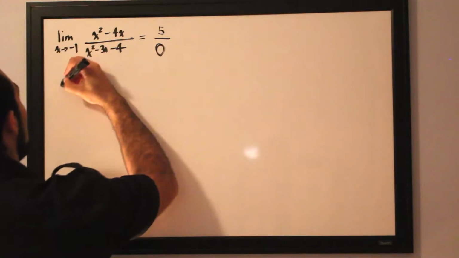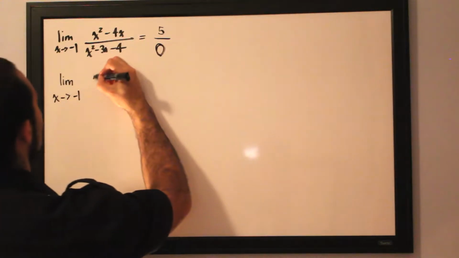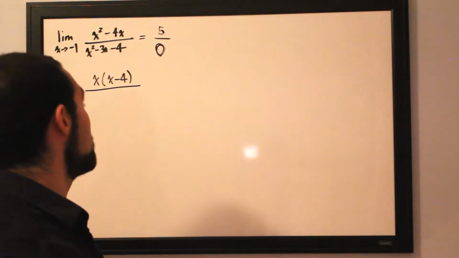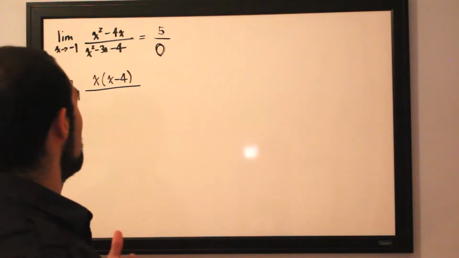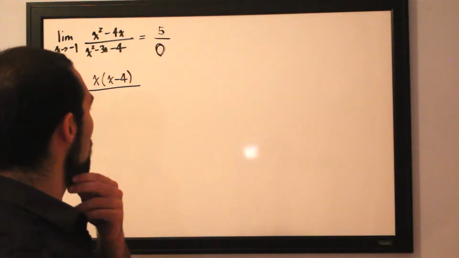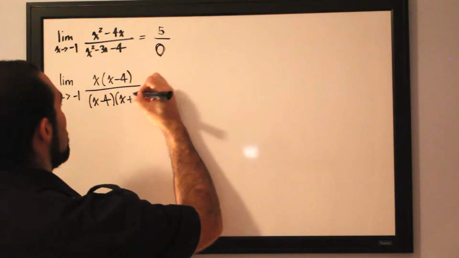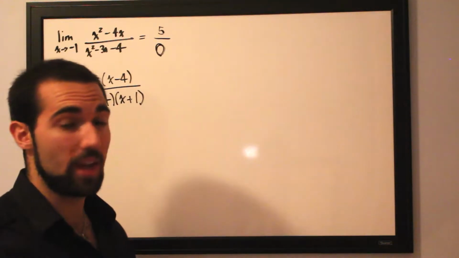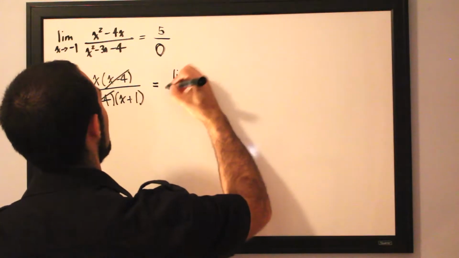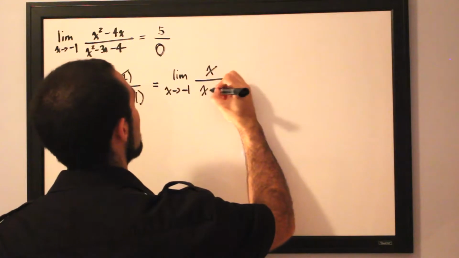So what we can do is factor both the numerator and the denominator. Limit as x approaches negative 1, we can pull an x out of the numerator, x minus 4, and then in the denominator we want two values that add up to a sum of negative 3 and a product of negative 4. Negative 4 and positive 1 work out. So we take x minus 4 and x plus 1. Here we notice that we have a common factor that can be cancelled out. So we cancel out the x minus 4 in both the numerator and the denominator, which leaves us with the limit as x approaches negative 1 for x over x plus 1.